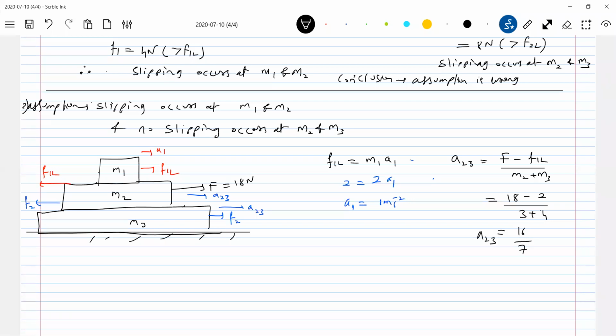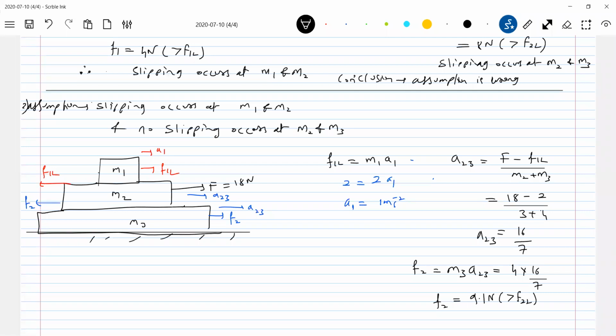Let me check the value of F2. F2 equals M3 into A23. M3 is how much? 4 into 16 by 7. What is the value? 9.1. 9.1 Newton, which is greater than F2L, no? So therefore, what we assumed here is slipping occurs at M1, M2 and no slipping occurs at M2 and M3.